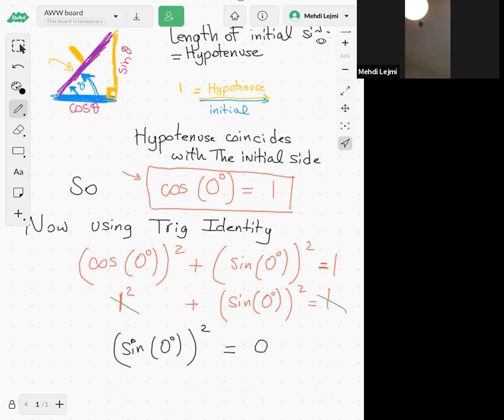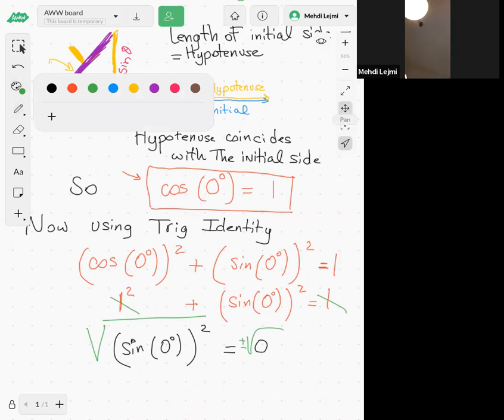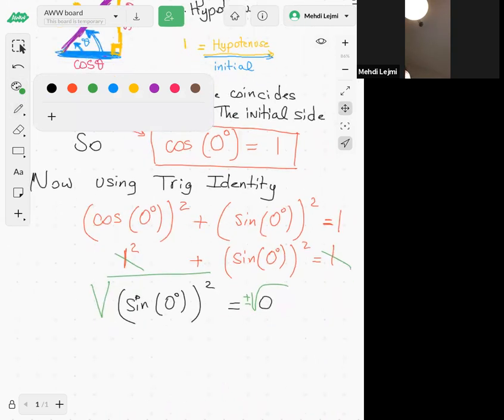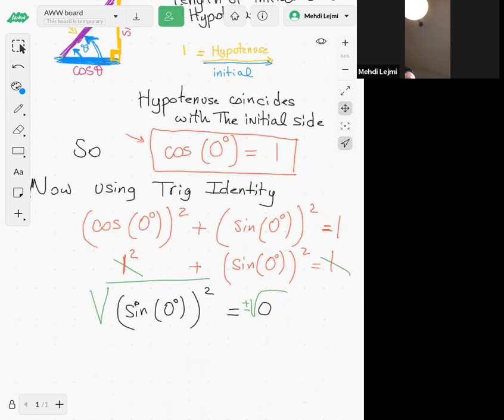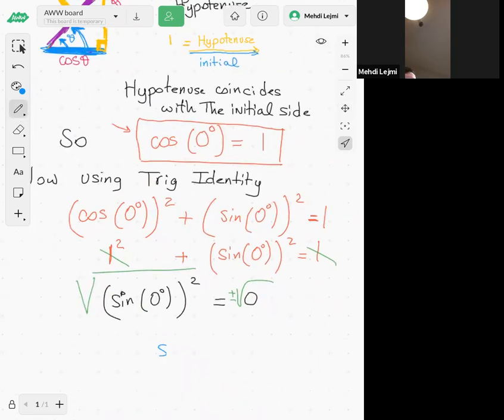And of course, you take the square root here, and take the square root here. Well, plus or minus here doesn't matter because it's just 0. So then sine of 0, so sine of the angle 0 is just 0.